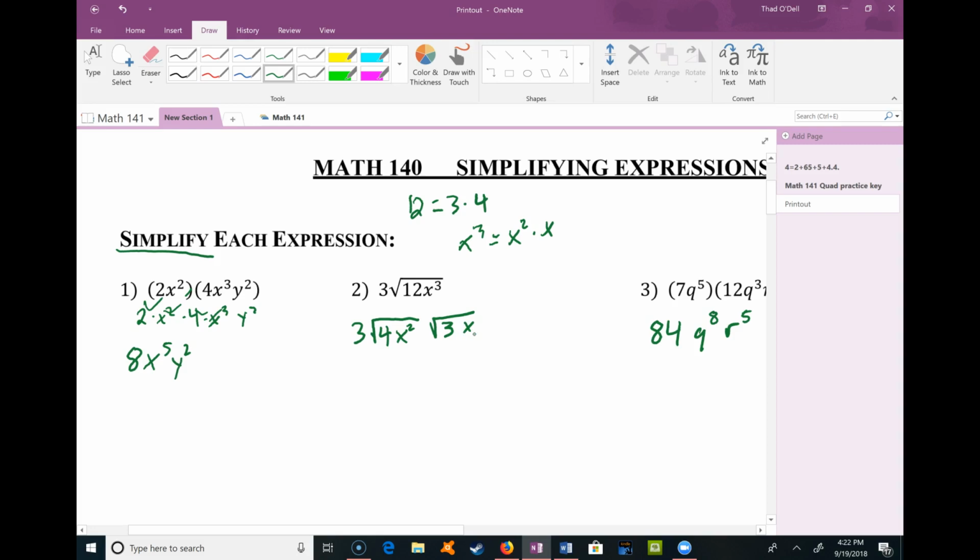So now the reason why we're doing this is because I can take the square roots of those two things. So this is going to be 3 times the square root of 4, which is 2, times the square root of x squared, which is x, times the square root of 3x. Of course, 2 times 3 is 6, so I get 6x times the square root of 3x.